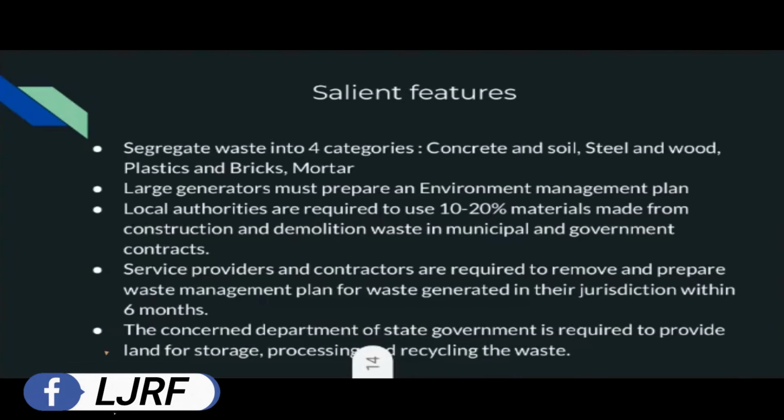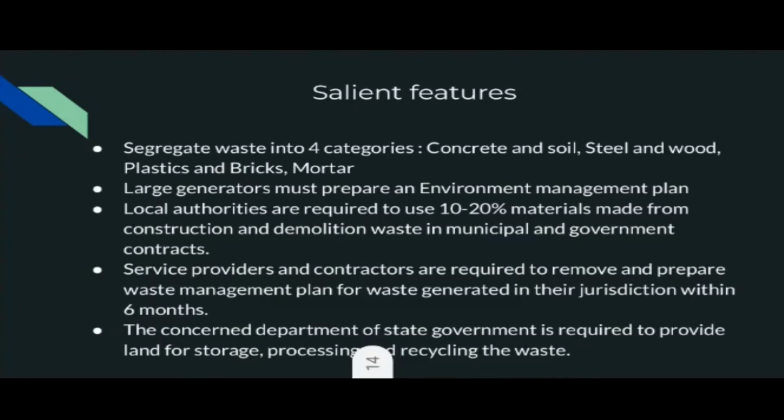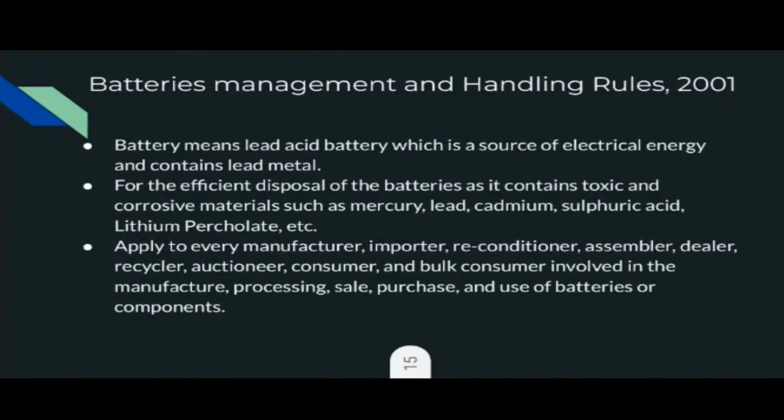So another salient feature is that service providers and contractors are required to prepare a waste management plan and remove the waste generated in their jurisdiction within 6 months. Also, the concerned department of state government is required to provide land for storage, processing and recycling of waste. So the state government also has a responsibility to reduce this construction and demolition waste.